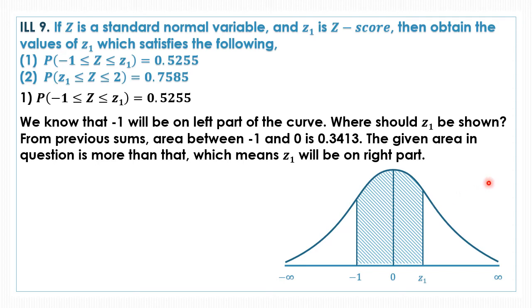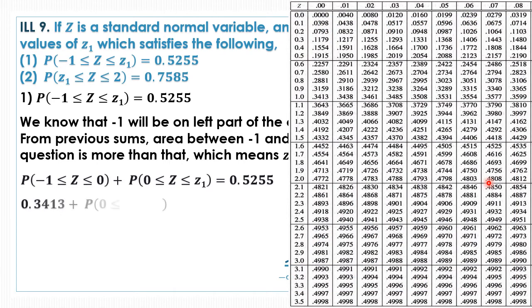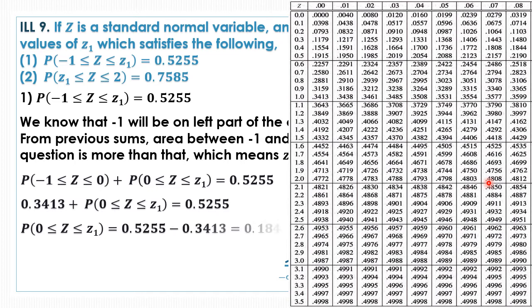Okay, so looking at this curve, we can create an equation: negative 1 to 0 plus 0 to z1 is 0.5255. Now the table value for negative 1 we know is 0.3413. Z1 we have to calculate. So we are going to take the difference of 0.5255 and 0.3413. So 0 to z1 will be 0.5255 minus 0.3413, that is 0.1842. Now we have to use our table in the reverse order. So let's check the 0.1842 value.